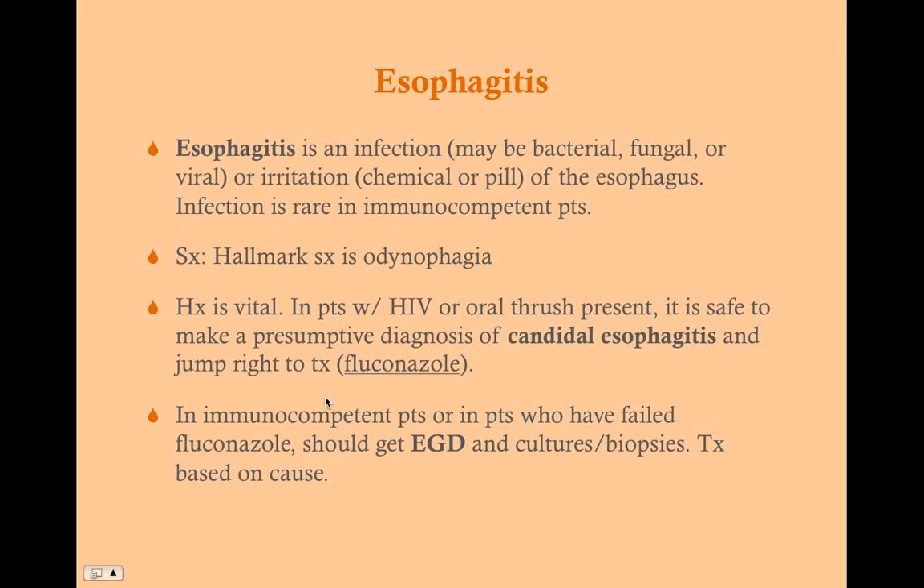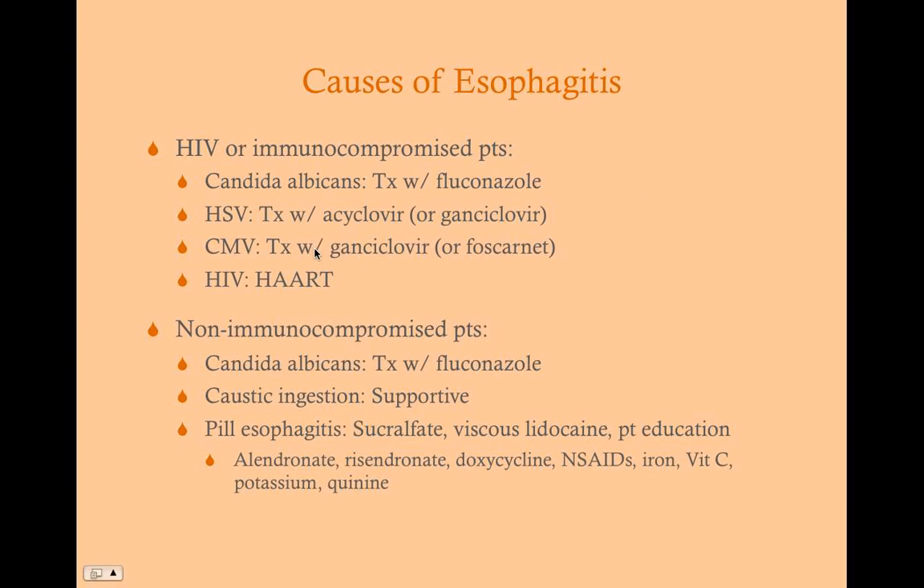If it's a patient that doesn't respond to fluconazole, or they're immunocompetent, or they don't have oral thrush, then you're going to get an EGD. You're going to get cultures and biopsies, whatever you need, and you're going to treat based on the cause. So here's some of the different causes of esophagitis. We're not going to talk about the infectious disease behind this, but I do want to go over some of the treatments.